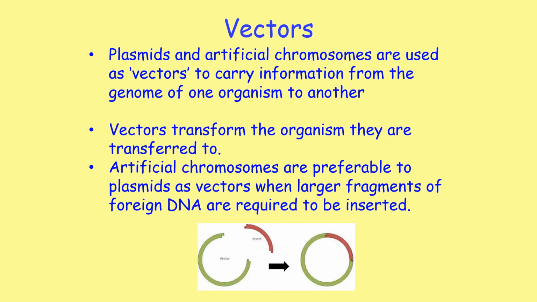And that's just showing you a picture of the plasmid. So remember, we've got our red structure there, which is our gene of interest, and we splice that into the green structure, which is our plasmid that we've cut open, to form our recombinant plasmid.